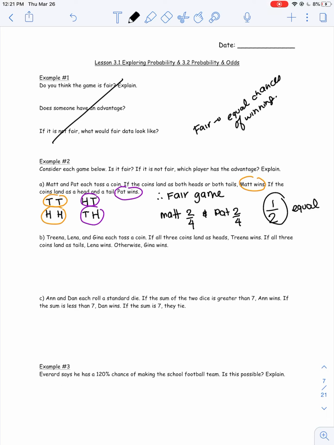Part B: Trina, Lena, and Gina each toss a coin. If all 3 coins land as heads, Trina wins. Let's say Trina is the first person tossing. She could get a tail, Lena could get a tail, and Gina could get a tail. That's one outcome that can occur. Then you can have tails, heads, tails. You could have heads, tails, tails. You could have heads, tails, heads.